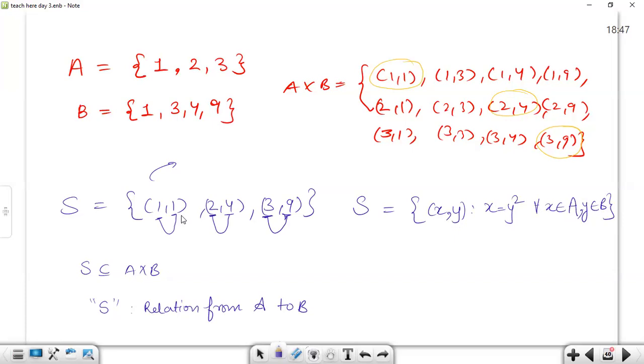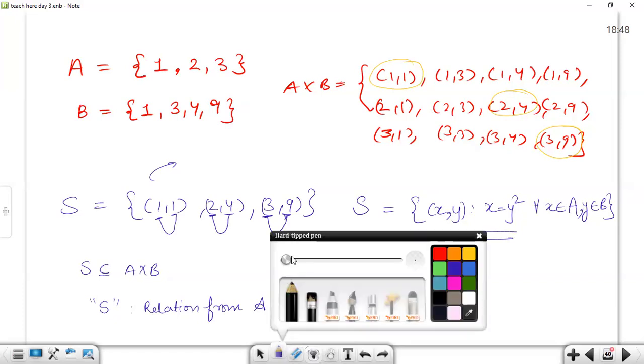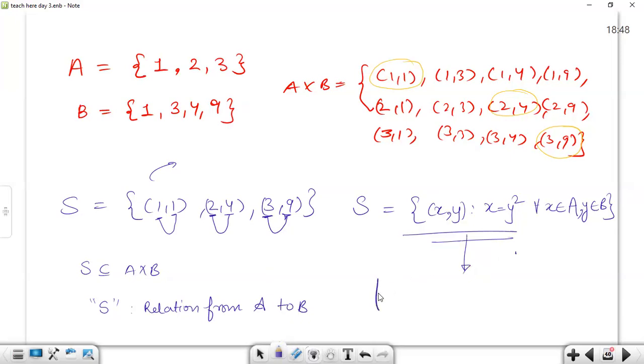That the first element is the square root of the second, or the second element is the square of the first. For all first elements belonging to set A, for all second elements belonging to set B. Now, clear? Now this is known as relation. This is known as relation, which is our next topic.